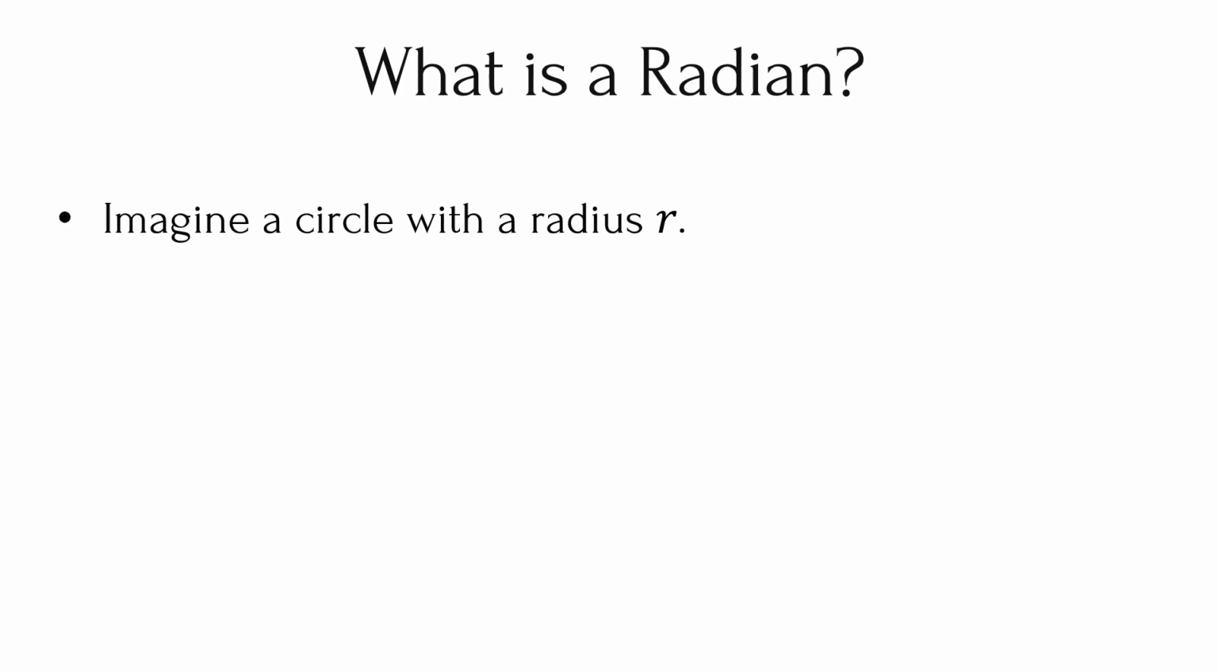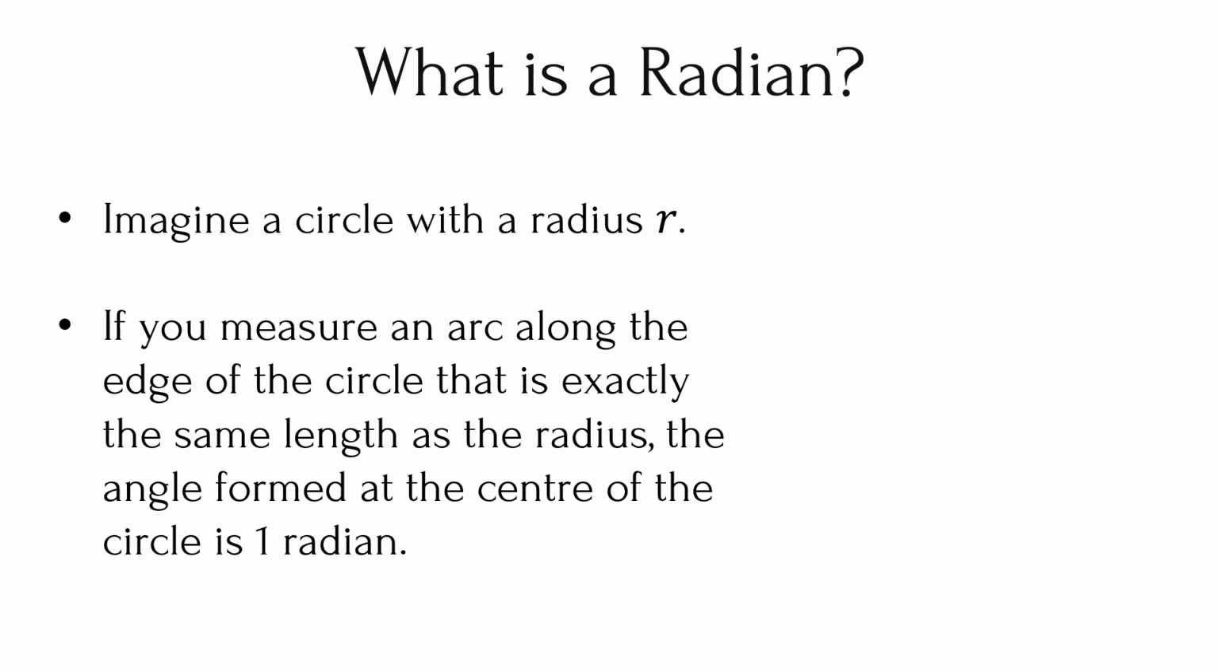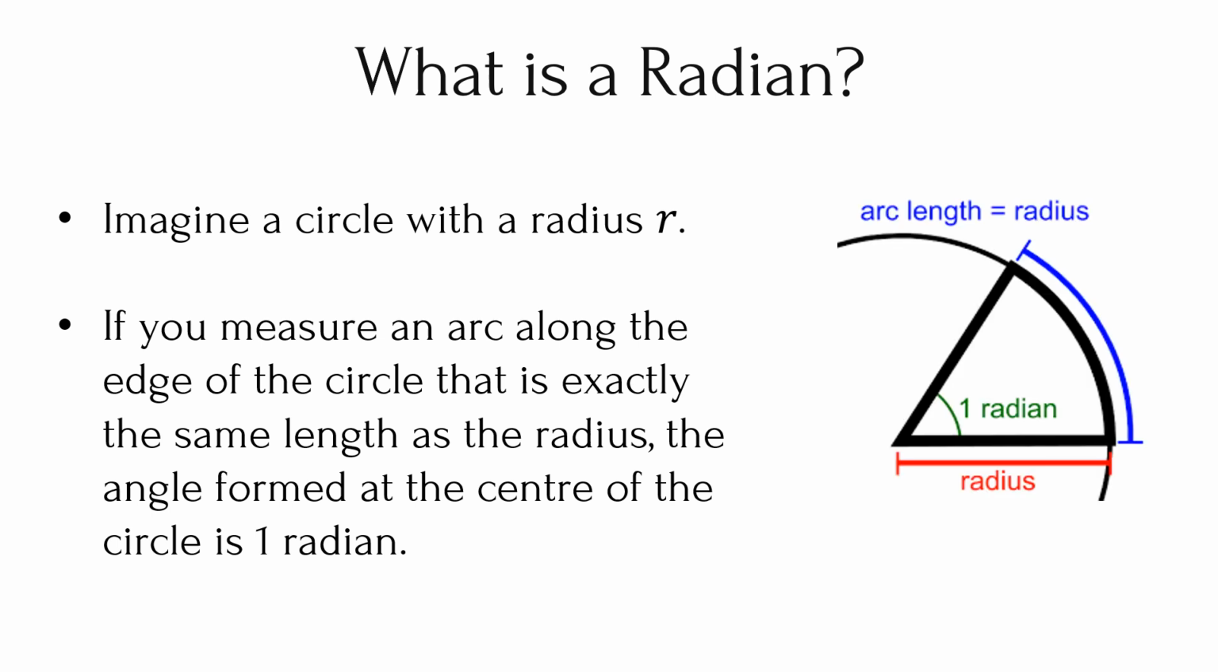So what is a radian? Imagine a circle with a radius of r, and if you measure an arc along the edge of the circle that's exactly the same length as the radius, that will have created one radian. So here is our visual for it. So one radian is where we have an arc length equal to the radius.